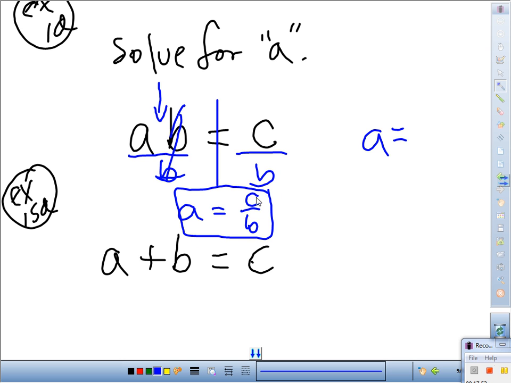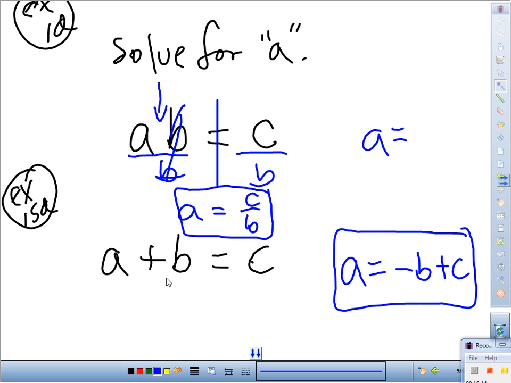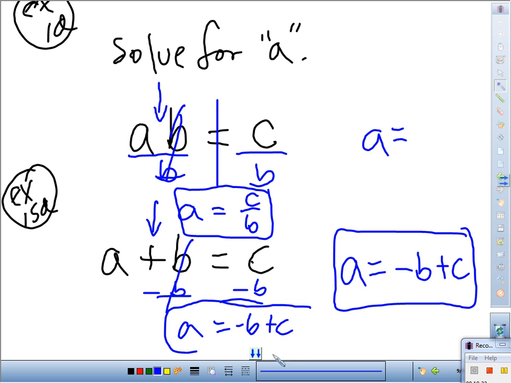Okay. How about example 1 super Q? Orion, what'd you get? Negative B plus C, or somebody wrote C minus B. Is that correct? Hands if you got that. Okay, that is correct. Why? Because this is addition. The inverse is subtracting B from each side. And A equals negative B plus C. All right? A little bit better, yes?